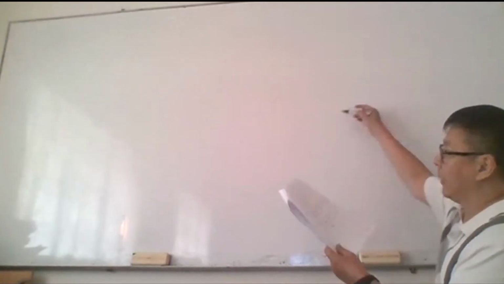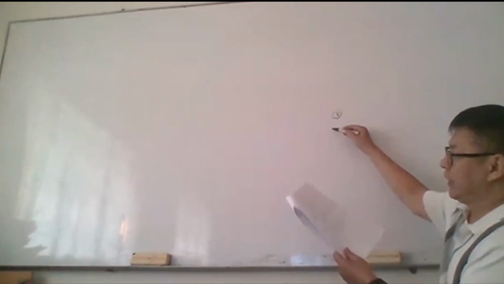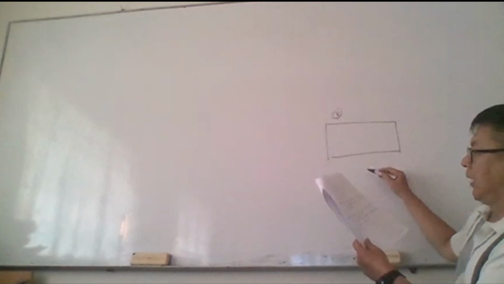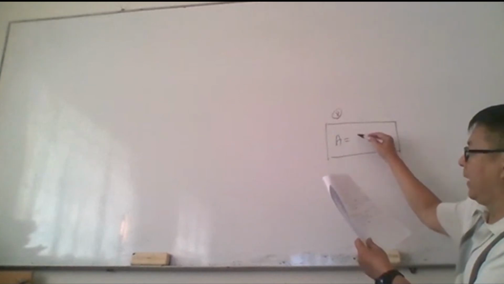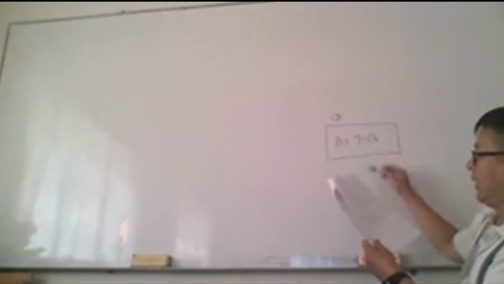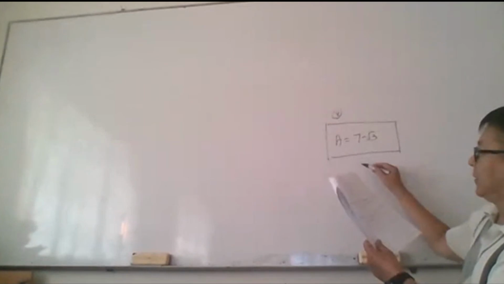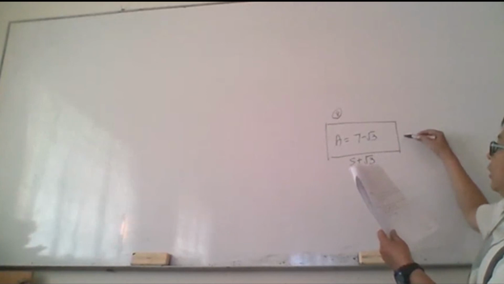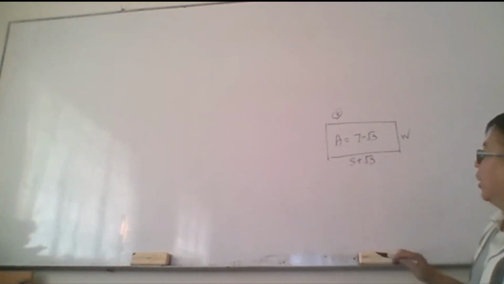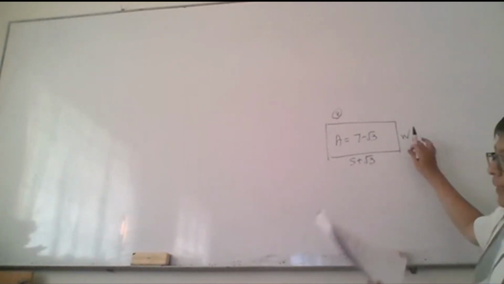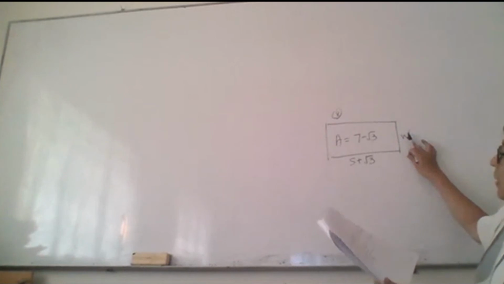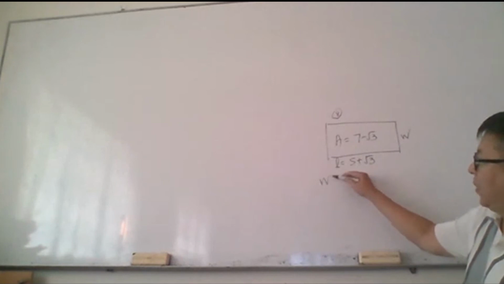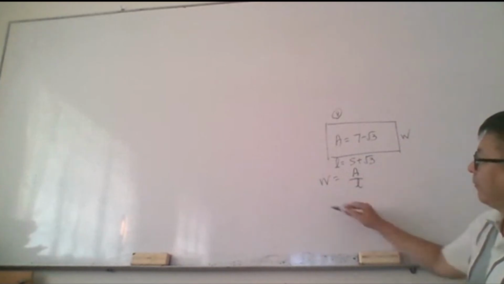Hurry up. Okay, now question number 8. So you see that this is a piece of a rectangle. The area itself will be 7 minus square root of 3, and the length is 5 plus square root of 3. And this is your W. We don't know. So in order to find the width, we need to use area divided by the length. So W is A over L.